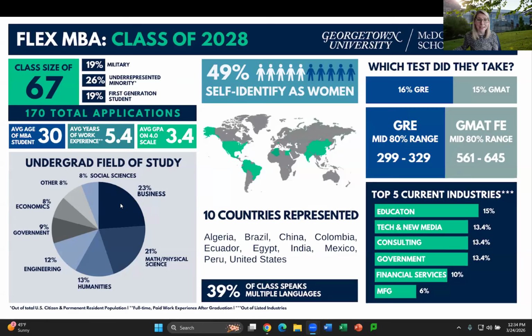diversity of field of study, and again, a relatively small percentage of business. Really great gender parity, so 49% self-identify as women. Even though you are required to live in the DMV, DC, Maryland, Virginia area, we still have global representation. So likely either dual citizens or folks that are sponsored to work here. 39% more than one language, top 5 industries, and then testing data.